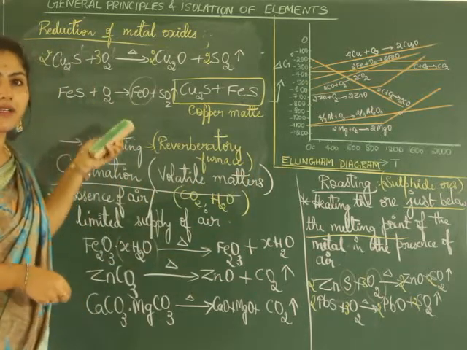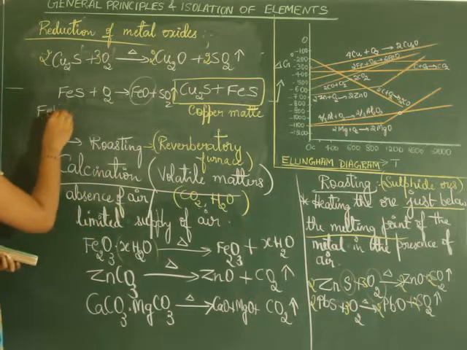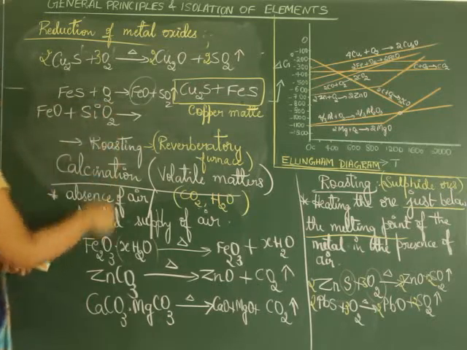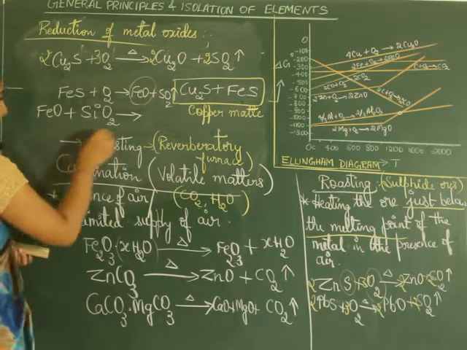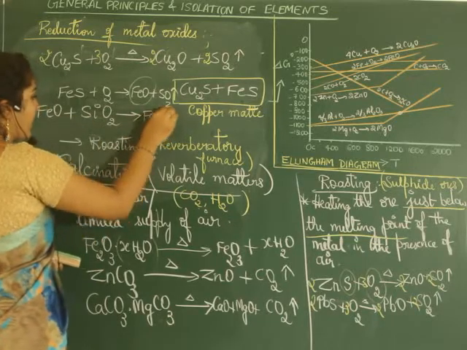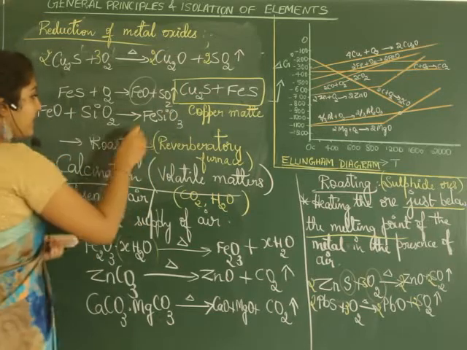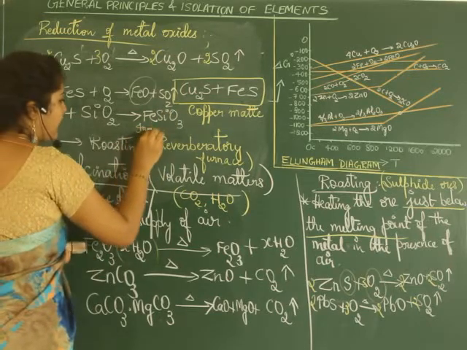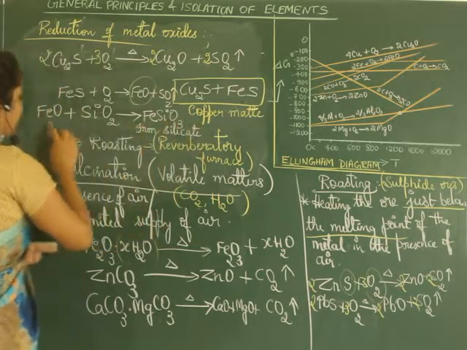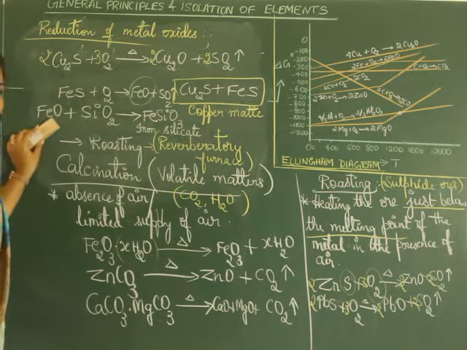This iron oxide which will be formed reacts with silica. Silica acts as a flux. I'll tell you what is a flux. Silica is sand and it forms iron silicate, FeSiO3. I'll come to this later again. Here the impurity is iron oxide.